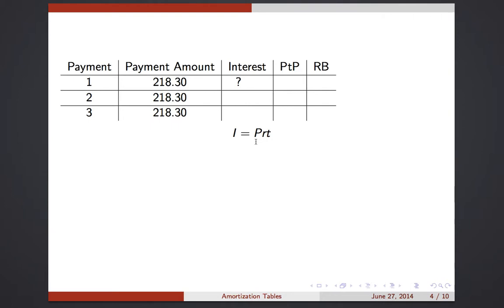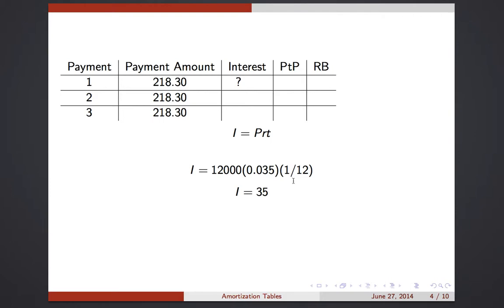So in the context of this particular loan, P means the amount that you still owe. It's the principal you still owe. R is the interest rate. T is time in years. So for your first payment, you still owe 12 grand. That's the principal, so that's what you plug in for P. The interest rate was 3.5%, so you have to convert that to decimal. You don't want to type 3.5 here. So here's 3.5% in decimal.